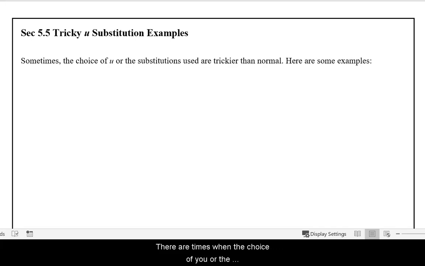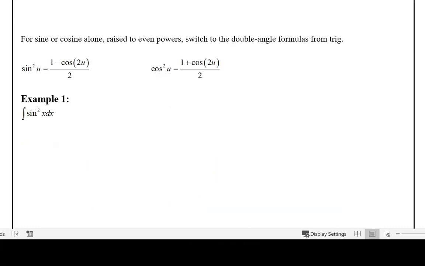There are times when the choice of U or the substitutions that have to be made for different parts of the integrand are trickier than normal. I've isolated some examples for you so that we can work through these so that you'll feel more comfortable when doing the homework. Let's take a look at the first example.